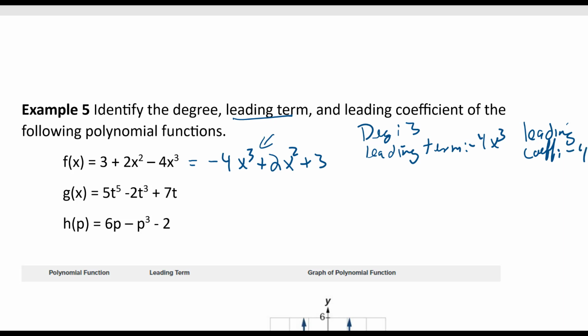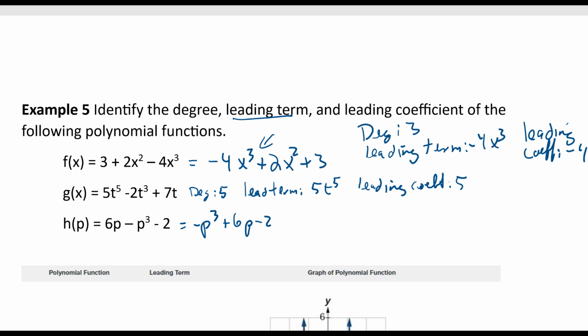This next one is written in descending order, so our degree is 5. Our leading term is going to be 5t to the 5th power, and our leading coefficient is also 5. Next one, I'd write this as negative p cubed plus 6p minus 2. And for that, our leading term is negative p cubed. Our degree is 3, and the leading coefficient is negative 1.